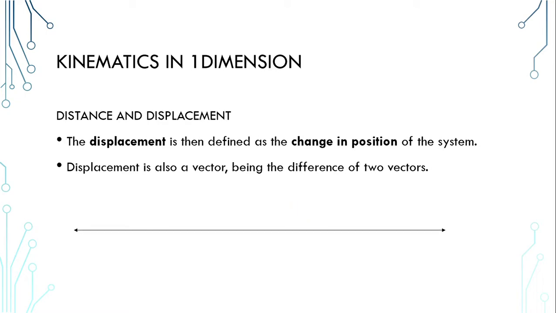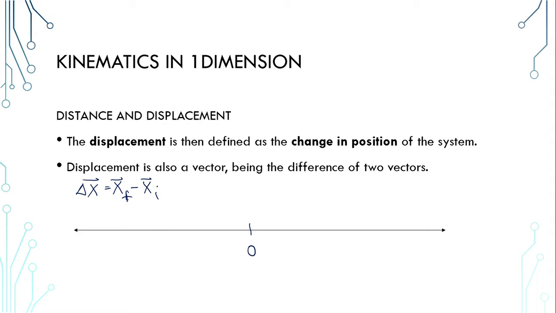Once we have a definition of position, we can then define the displacement. The displacement is defined as the change in position of the system. Displacement is also a vector quantity, being the difference of two vectors. And the mathematical definition of displacement is as a change. So delta x is equal to the final position minus the initial position. This definition here is irrelevant of whether the object is initially at a negative or positive position. It's just the difference of the final and the initial.